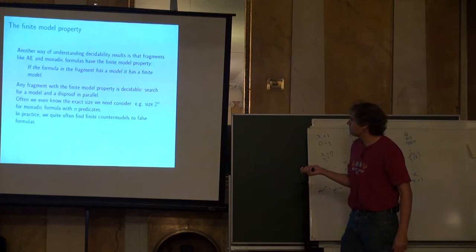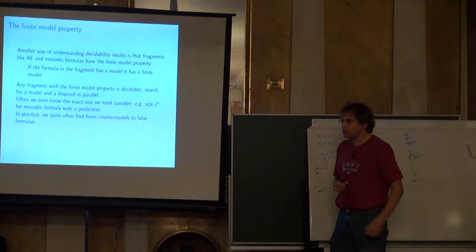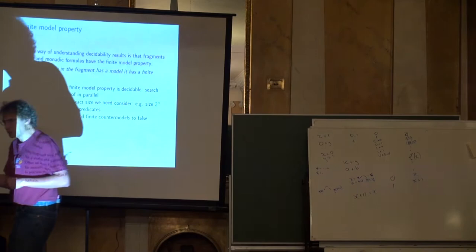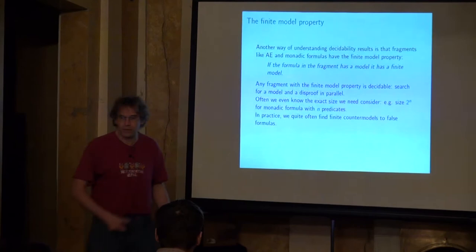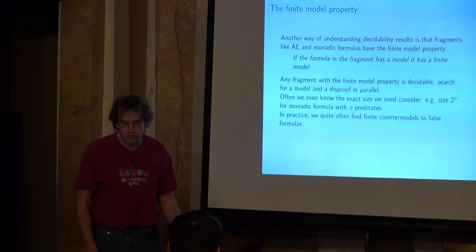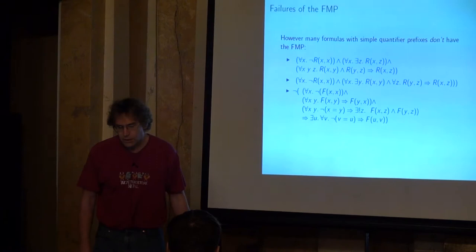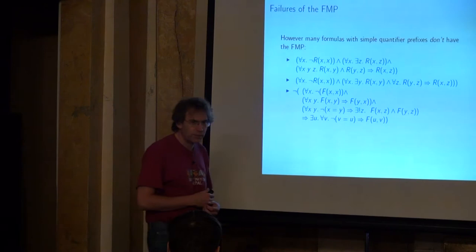And it's also interesting because sometimes if formulas are false, we do sometimes want to find countermodels. It's interesting to know, if you have some algebraic theory where something you expected to be true isn't true, some explicit model where that's the case. And there are tools for finding these kinds of explicit countermodels. But for formulas with even slightly more complicated quantifier prefixes, the finite model property fails.